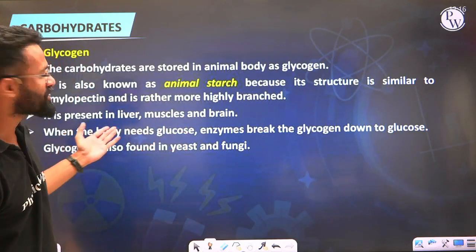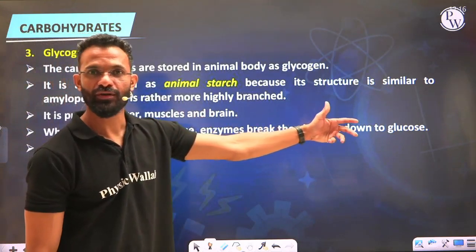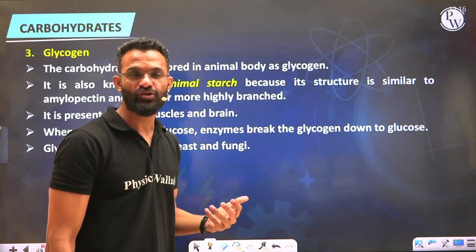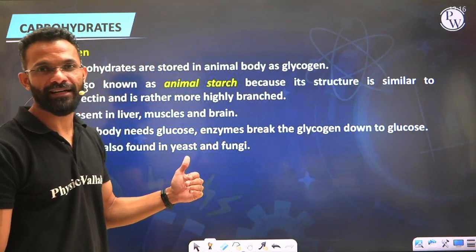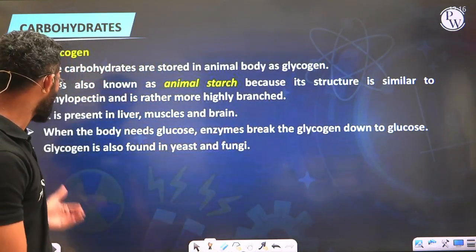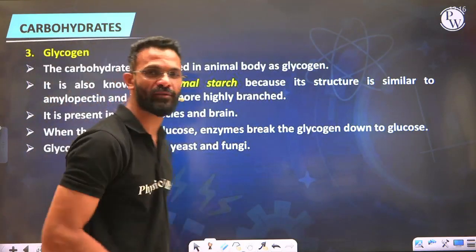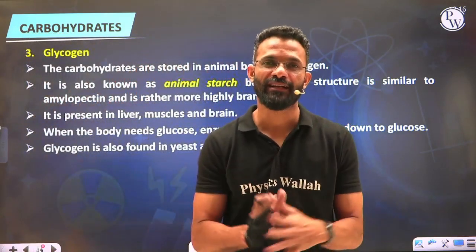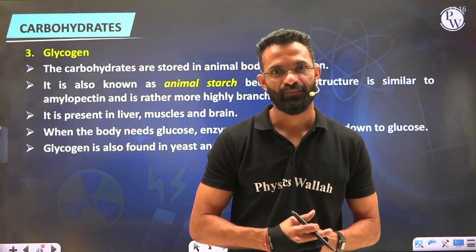When the body needs glucose, what does the enzyme do? The enzyme breaks this glycogen down to glucose. So when we need a source of energy, this glycogen is broken down by an enzyme-catalyzed reaction and it provides the glucose molecule. Glycogen is also found in yeast and fungi. So it is just informative. I want you guys to read it and try to remember. You may have an informative question from this part as well.